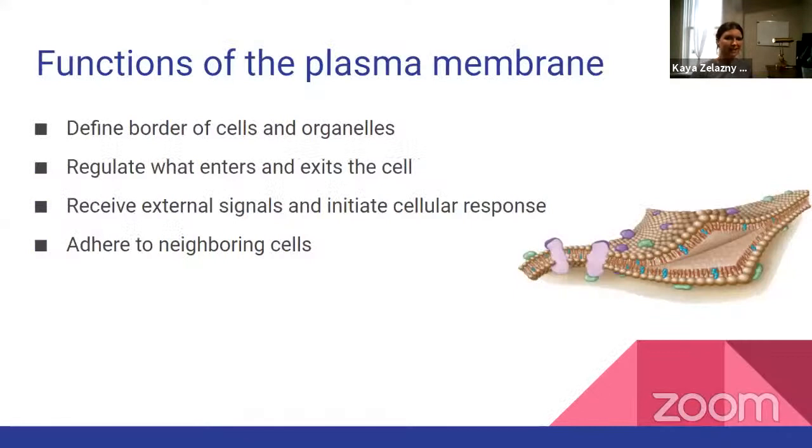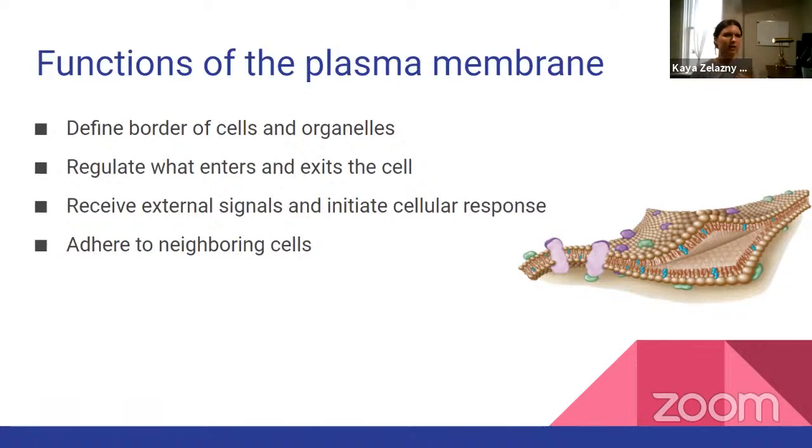So to understand that control, we're going to need to understand the components of the cell membrane to be able to see how it can do that. So the function of the plasma membrane is to define the borders of the cells and also the organelles. So the organelles inside the cell that we'll get to.